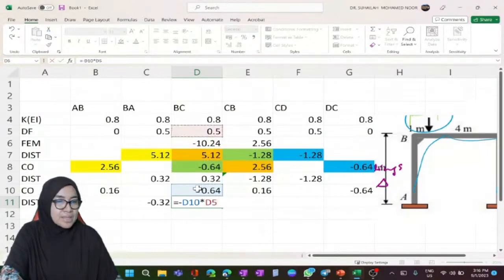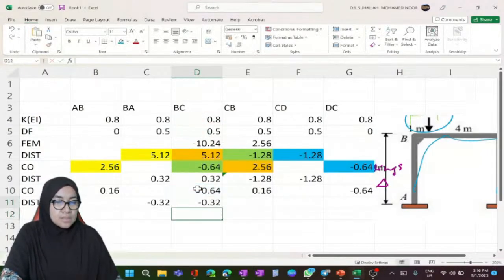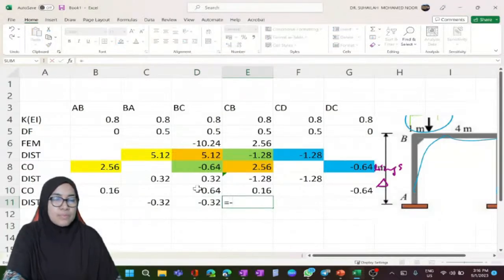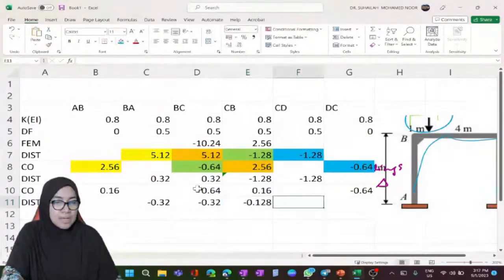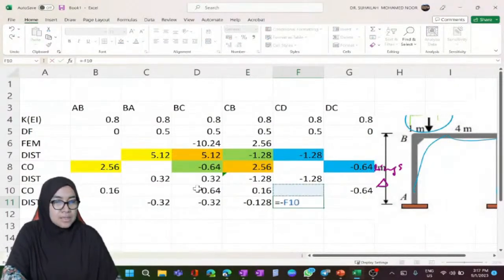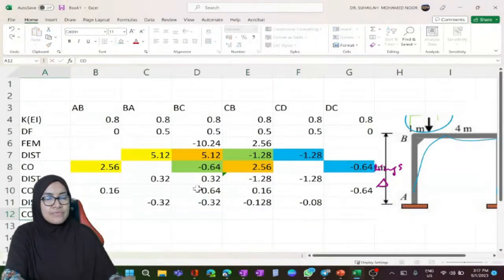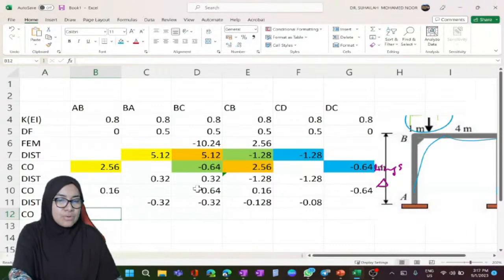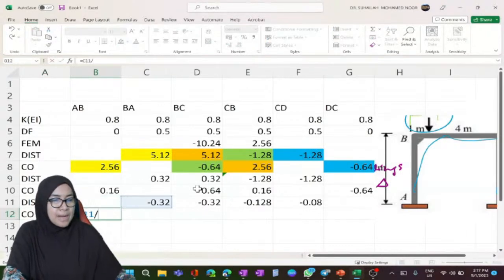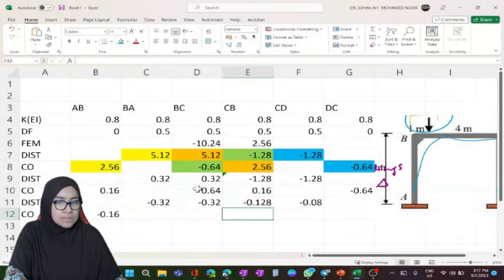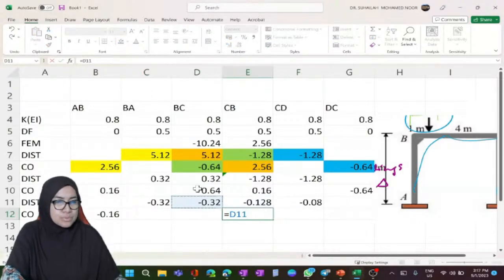We times with the factor. Okay, 0.64, we put negative, 0.64 times 5, and times with the factor. Okay, and then we carry again the value. We carry again the value, divide by 2. So this one divide by 2.